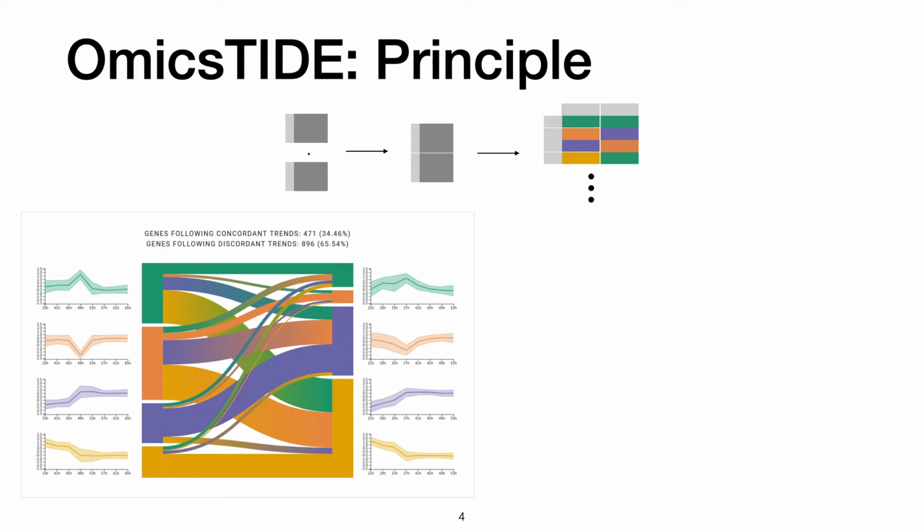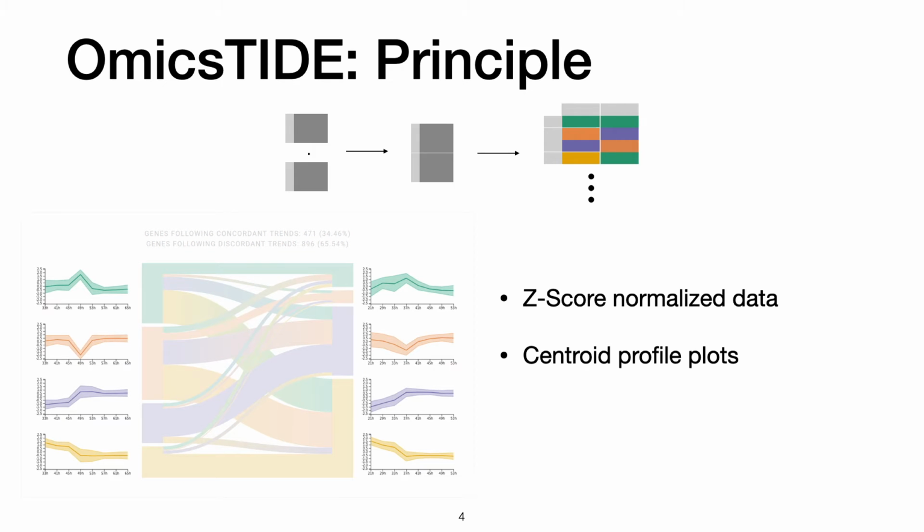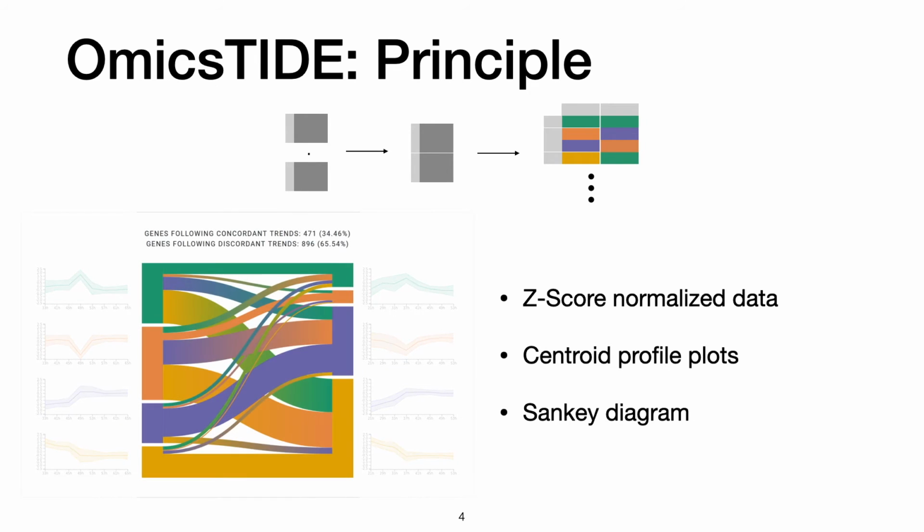We then visualize this data in our main visualization. Before clustering, the data has been z-score normalized to make it comparable across both datasets. The trends are visualized in centroid profile plots, where the centroid is visualized as a line and the bands correspond to the standard deviation. The trends are connected with a Sankey diagram, which allows us to analyze the intersections of genes in proteomic and transcriptomic trends.